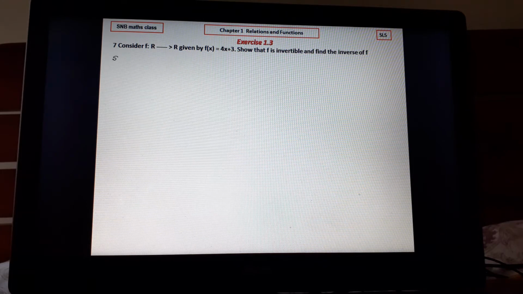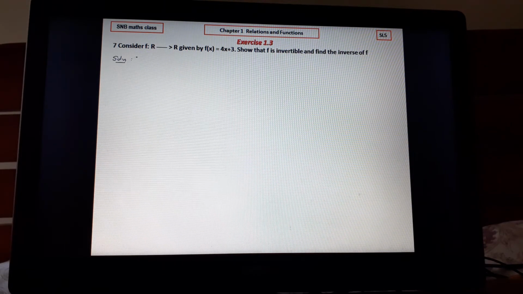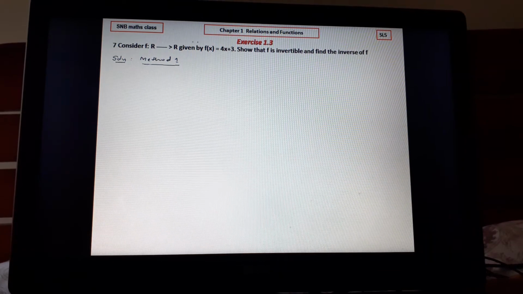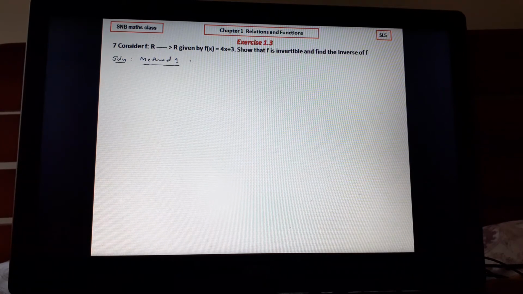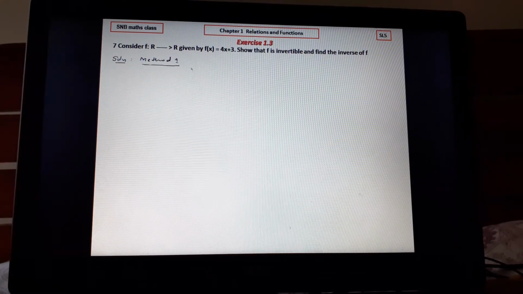So actually there are two methods. Let me show both methods. The first method, method 1: what you have to do is show that f is bijective, meaning you have to show that it is 1-1 and it is onto. Then once the function is bijective, you know that it is invertible and you can find the inverse using the process which you have done for showing onto, that I am going to do now.